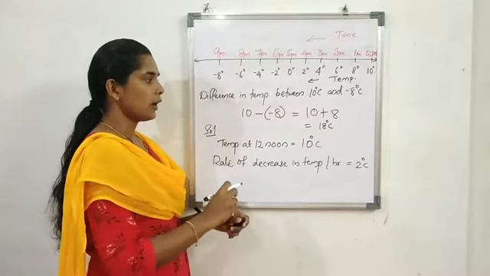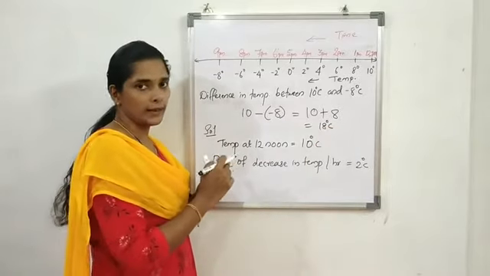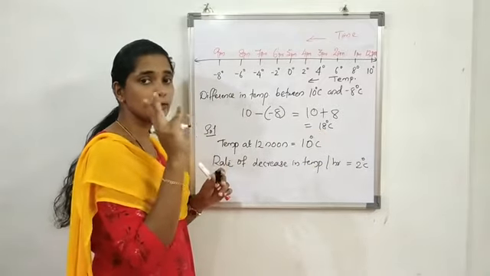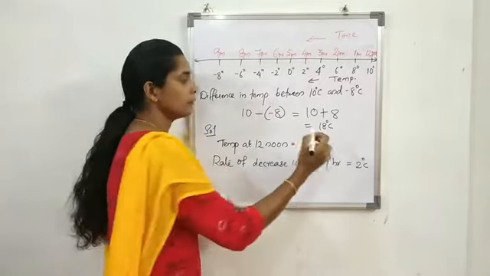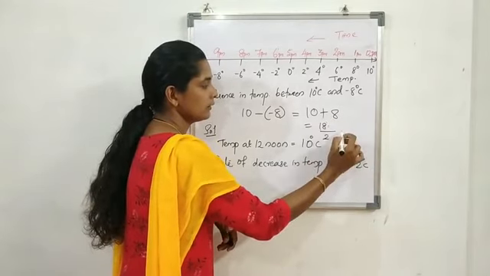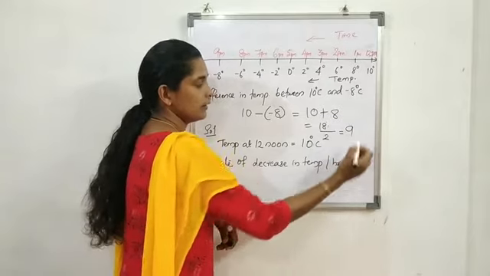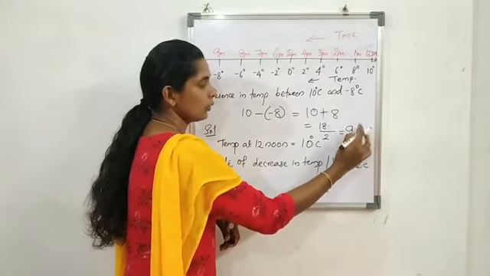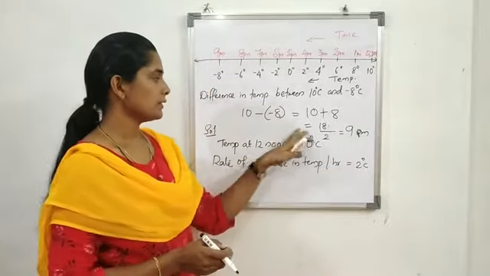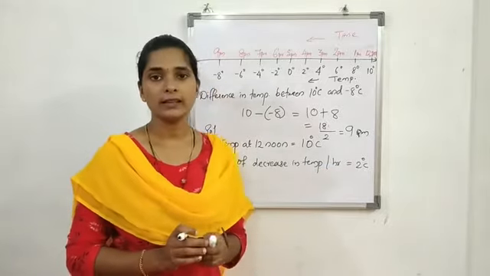Then we have to find at what time. In 1 hour the temperature is decreasing. How much? 2 degrees Celsius is decreasing. Therefore we have to divide it by 2. Then we will get 9. At 9 o'clock or 9 p.m., this is the timing at which the temperature is minus 8 degrees Celsius.